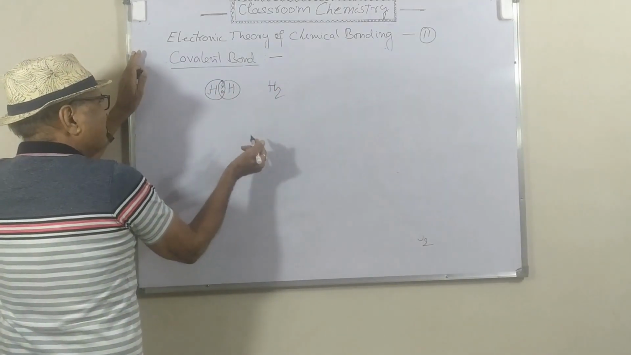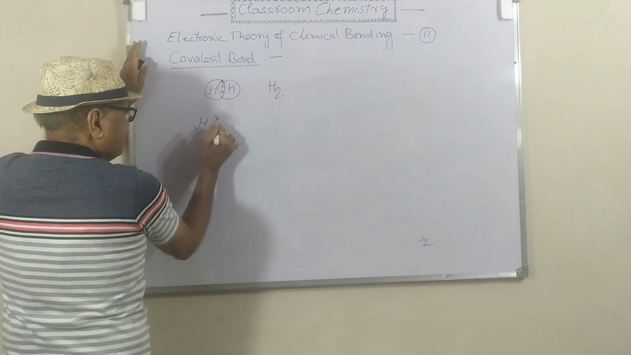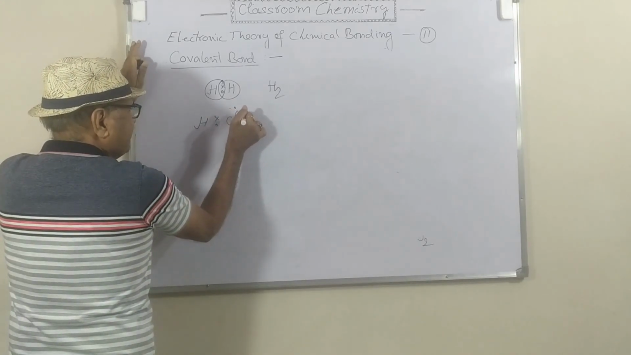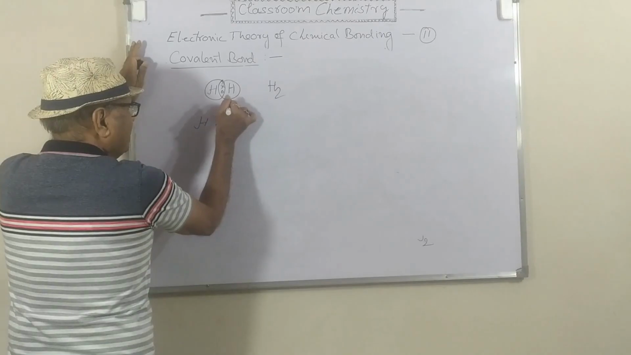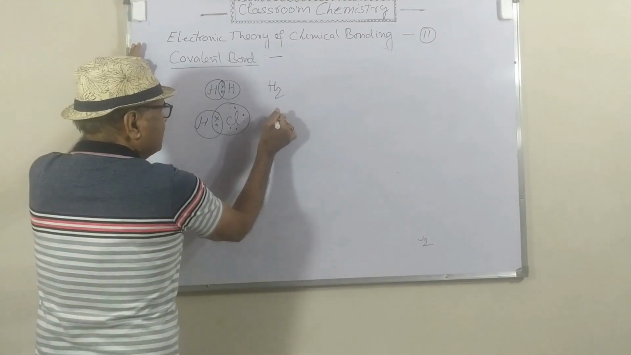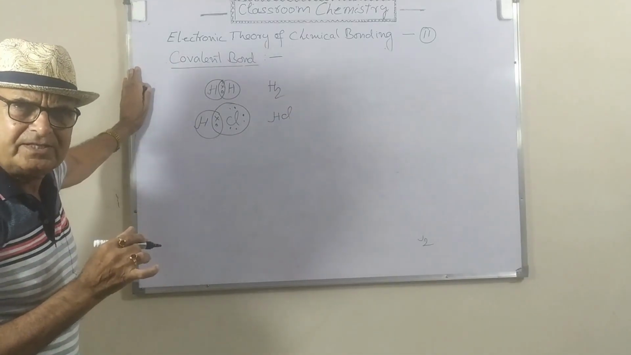Now take the example of HCl. This is hydrogen, this is 1 electron, this electron is from chlorine. So you can write in this, it's very simple. I think that you are good. This is HCl. This is about the HCl.